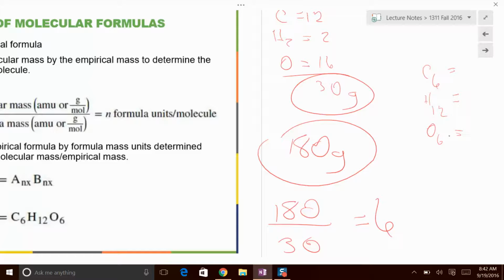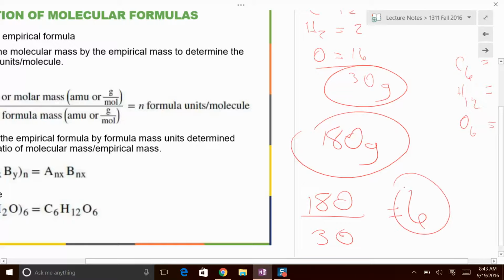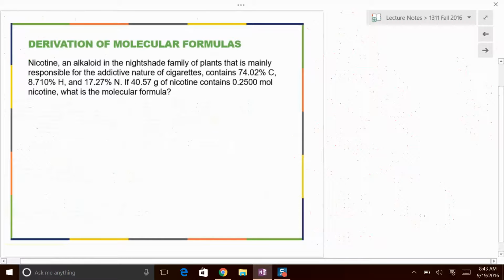Okay? And then you find the empirical formula of it, and you'll know what the mass is. Okay? So they'll say the molecular mass of this thing is this, etc. And then you take the molecular mass and you divide it by the empirical mass to find out how much I need to multiply it by. I need to multiply it by 6. Okay? Because that's the difference in those masses in the ratio. Okay? So let's see, here's an example.